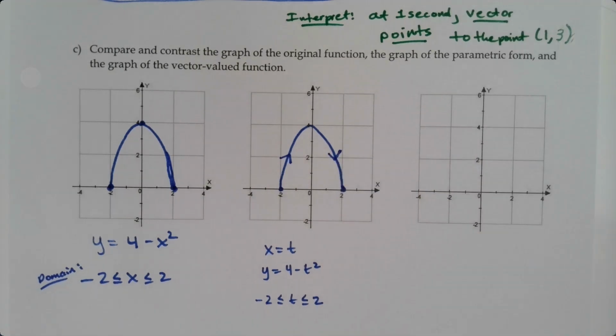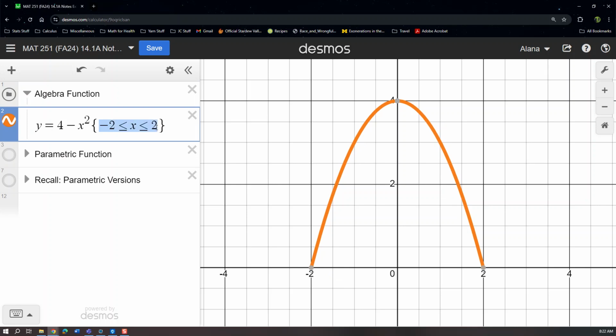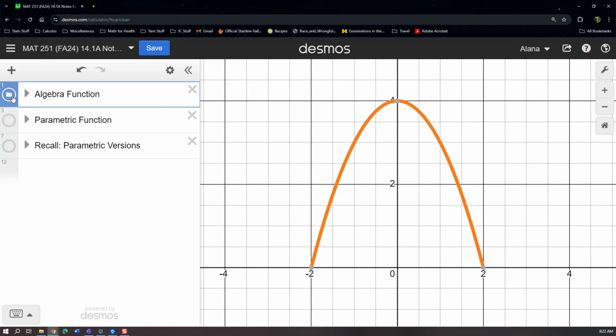Let me show you in Desmos. Okay, so here's the basic algebra function. I graphed it in Desmos so you can see it. And it's right there. It goes from -2 to 2. You can look at it, right? I'm telling it to restrict itself. And it's just static. It just sits there. It's fine, right? There's no problem. Okay, so I'm going to turn that off now.